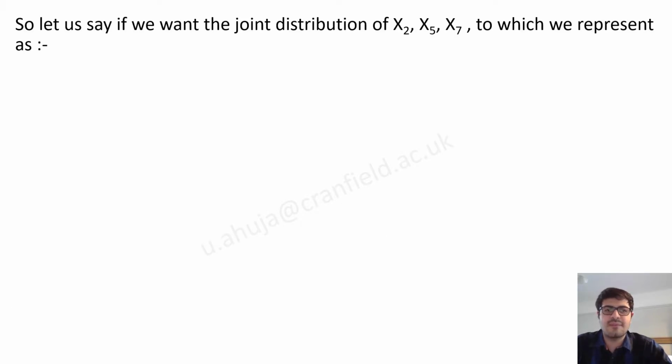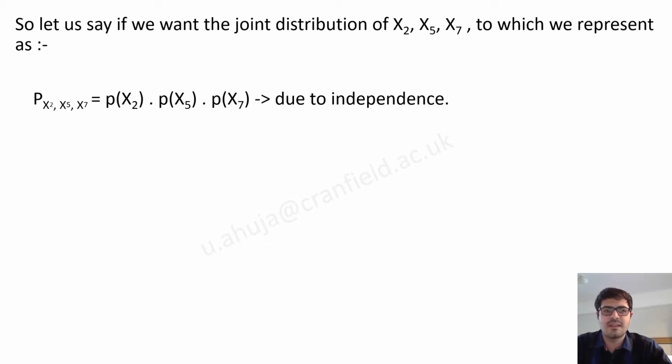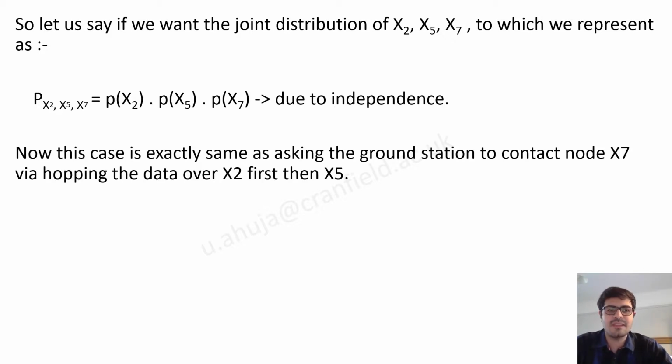Let us say we want a joint distribution of X2, X5, X7, which we represent as P(X2, X5, X7). Due to independence, we basically multiply all of them together. Why are we doing this? Because we want to know, if X2 wants to send data to X7 via X5, what is the probability of the communication between X2, X5 and X7, which is very important to understand at this moment. This case is exactly the same as asking the ground station to contact node X7 by hopping data over X2 and then X5.